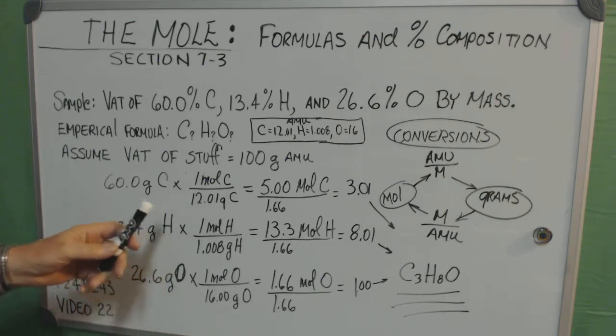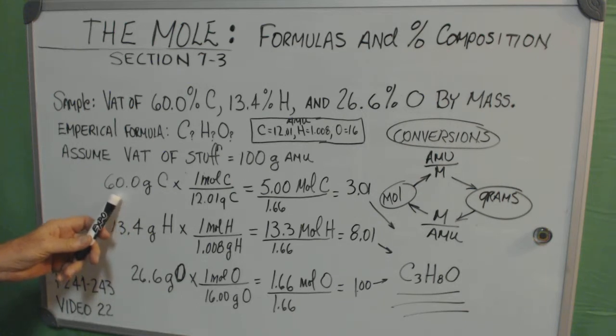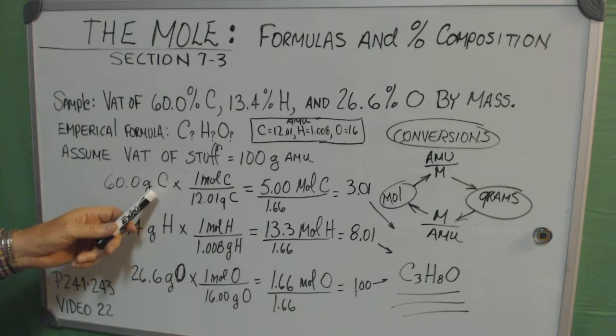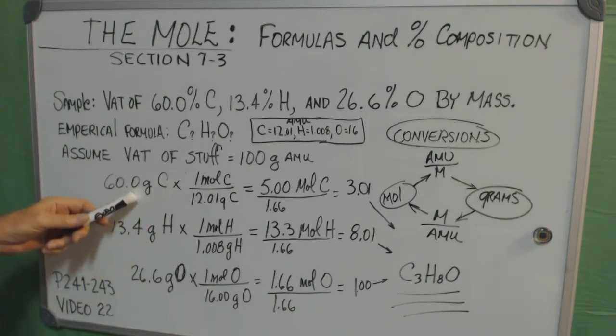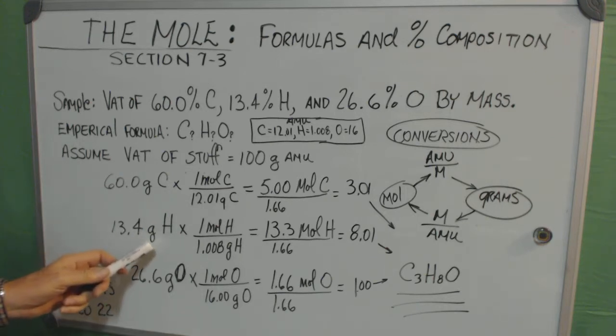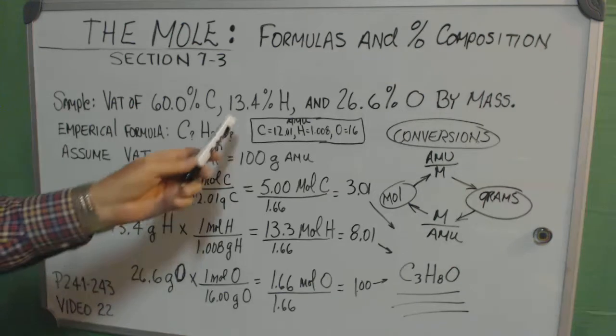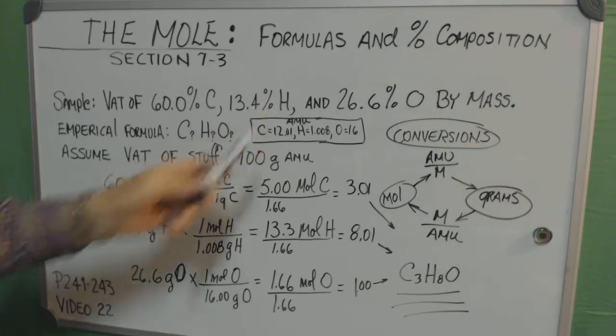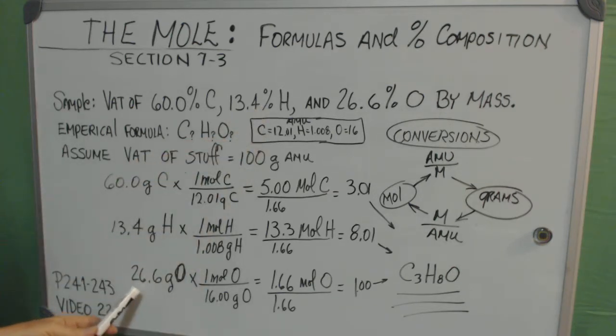Okay. And you recall, if I have 60% of carbon, I'm going to say that's the same as 60 grams of carbon, since they have to add up to 100. And I have 13.4 grams of hydrogen. Before I had 13.4%, and then I'm going to have 26.6 grams of oxygen. If I add this up, it adds up to 100, and if I add these up, it adds up to 100 also.